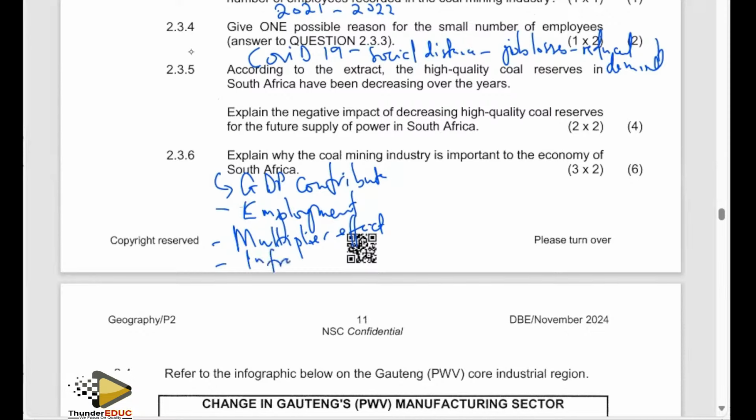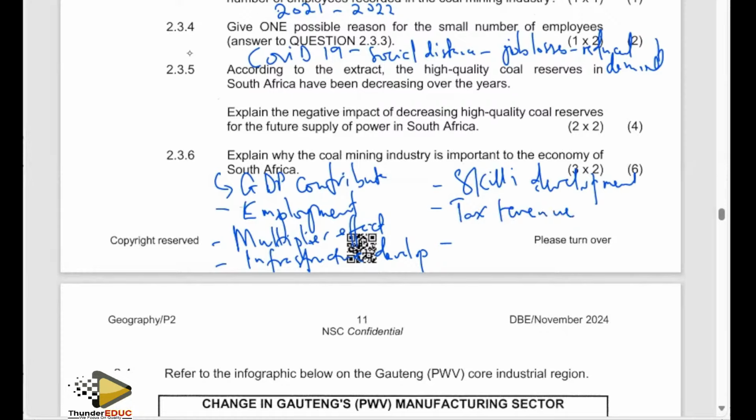You can talk of infrastructure development, like roads and railway lines, to link the mines to the market, and also to link to other important components of the mining process. Then you can also talk of skills development, which is also a positive implication for the people of South Africa. The mines engage in skills development, training the different trades required in the mining industry. And also you can talk of the contribution of tax revenue to the government. The government gets tax revenue from the companies which are doing mining in the country.